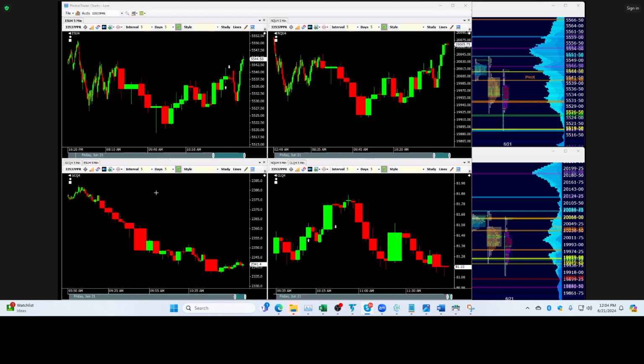So pockets are important for me to look at, especially when the market's kind of trading sideways. And when I say trading sideways, there's a lot of price overlap, loss of momentum, and loss of volume.